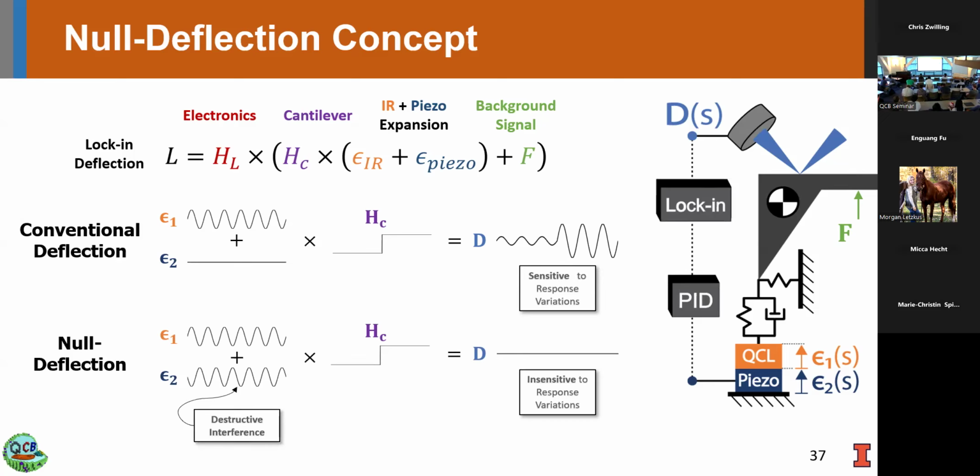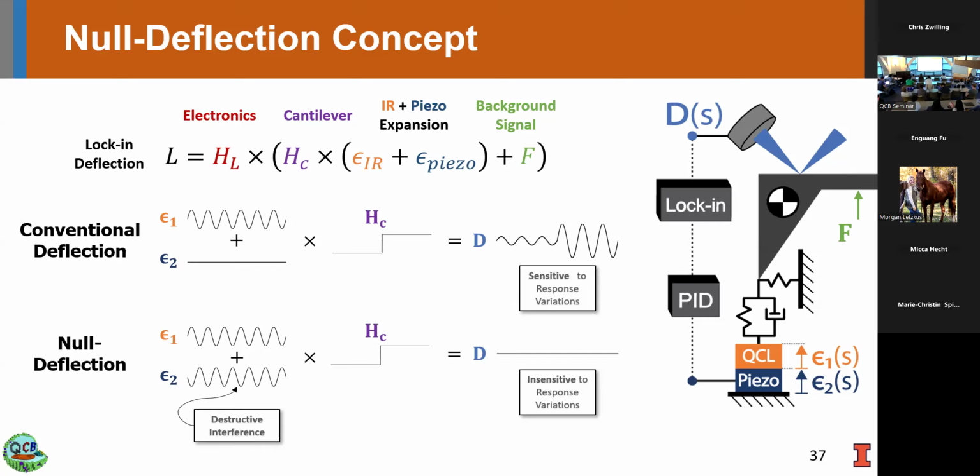NDR is fundamentally a new design that's insensitive to these response variations, relying on the destructive interference between the IR and the piezo vibrations. Because the photo-induced and piezo expansions are harmonic, they add coherently, resulting in an acoustic interference behavior seen right beneath the tip. In this example, when these two vibrations are controlled to have equal amplitude but opposite phase, they destructively interfere, resulting in 0 cantilever deflection as shown to the right. And this is independent of whatever the cantilever's response step function is.